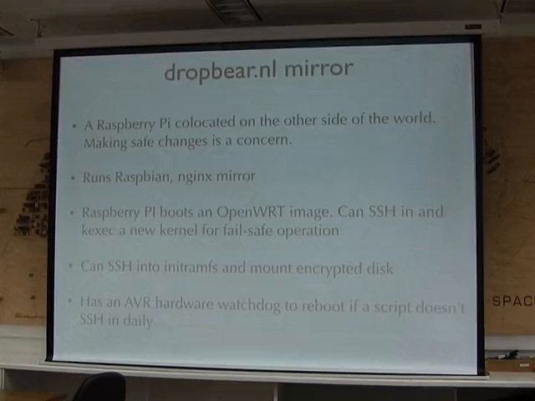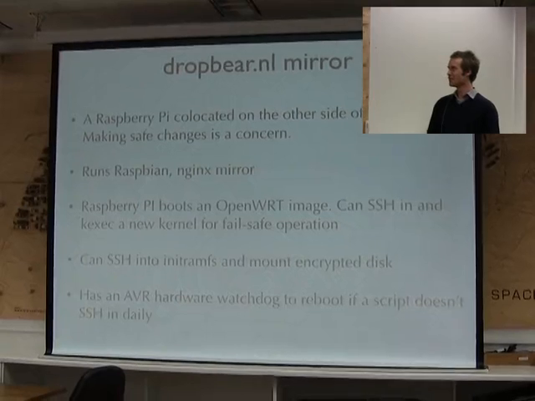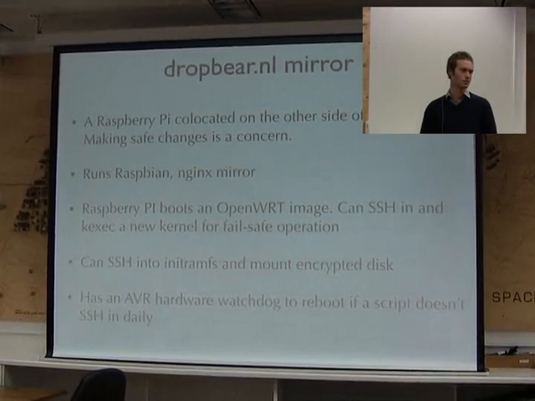So it's running Raspbian, but the big thing was I wanted to be able to make sure if it fails, it's the other side of the world. It's a pain to get it fixed. They'll charge 20 euros to reinstall it, and I don't want that. So that's actually booting an OpenWRT image that just runs Dropbear. So once a year or whenever I have to reboot it, I can log into it.